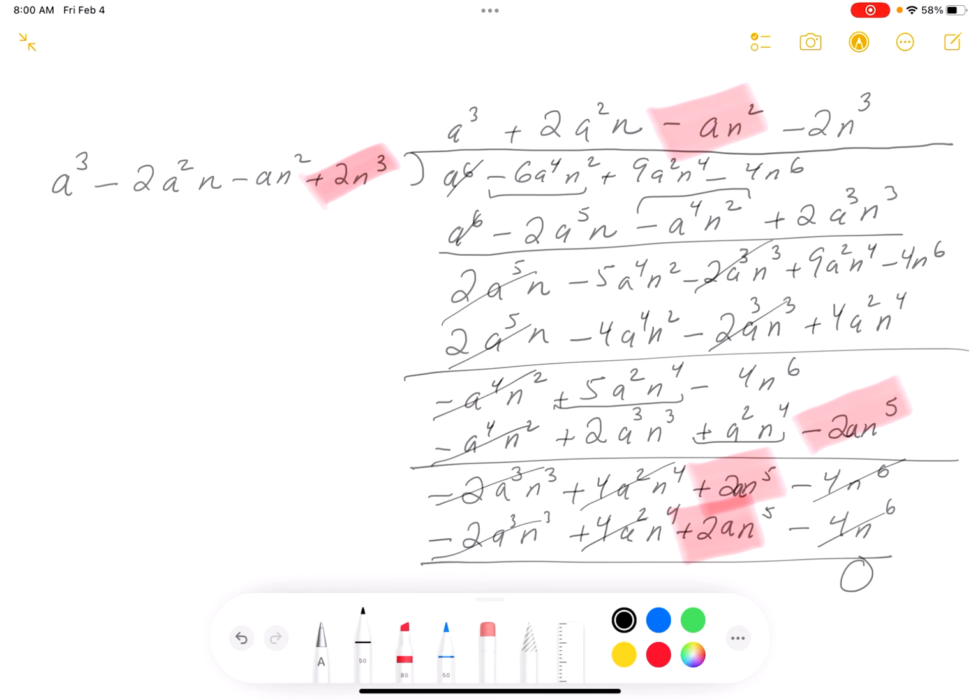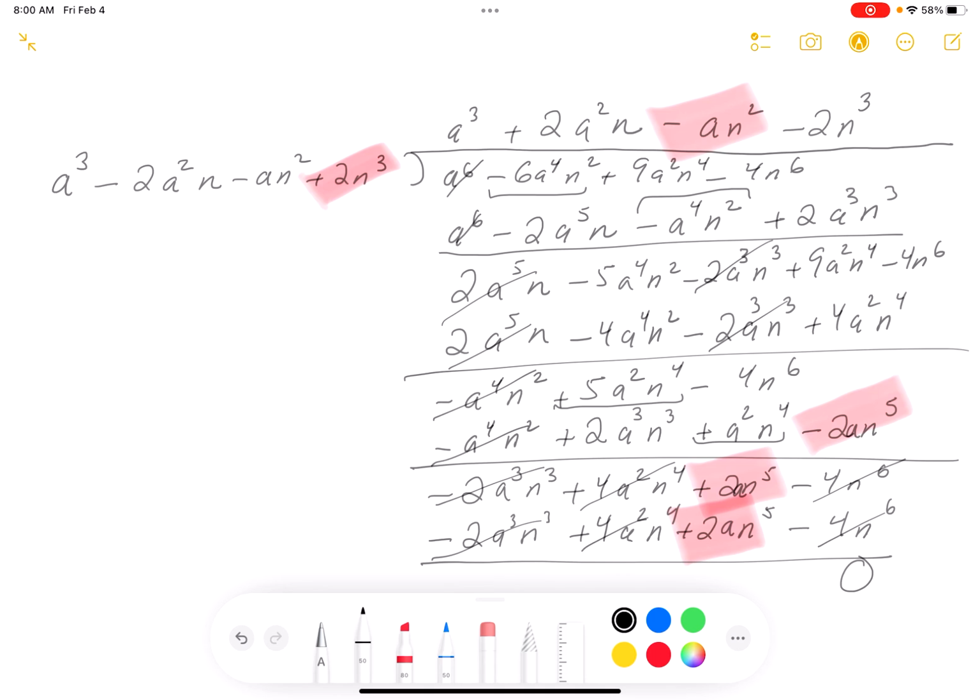All right, now we'll go back to the key. And what I want to do is look at the key. I want to see if I got the right answer. And again, I made my small error correction, but I'm still going to look back over the key. And they got a cubed plus 2a squared n minus a n squared minus 2n cubed. So I feel pretty good about it.